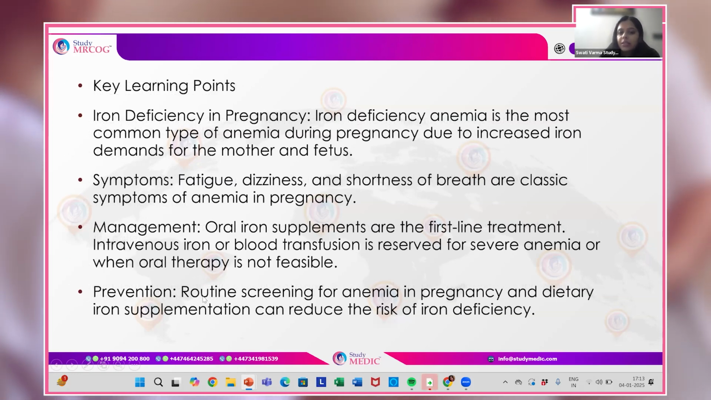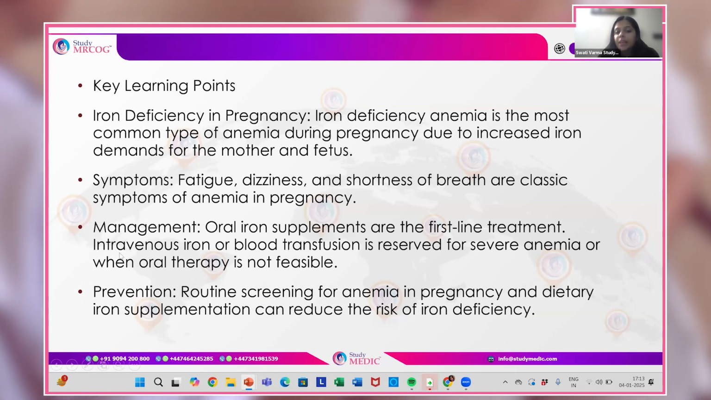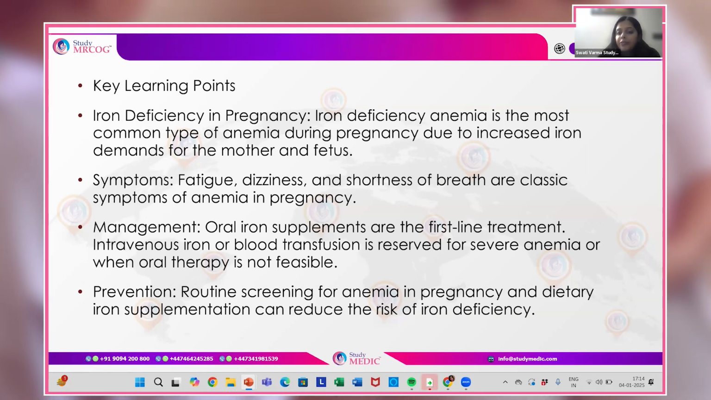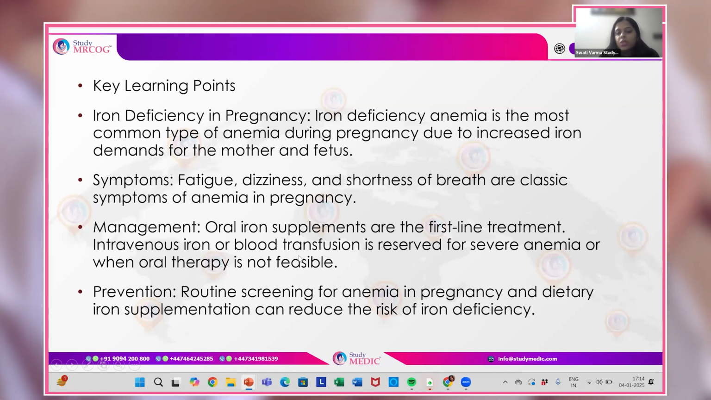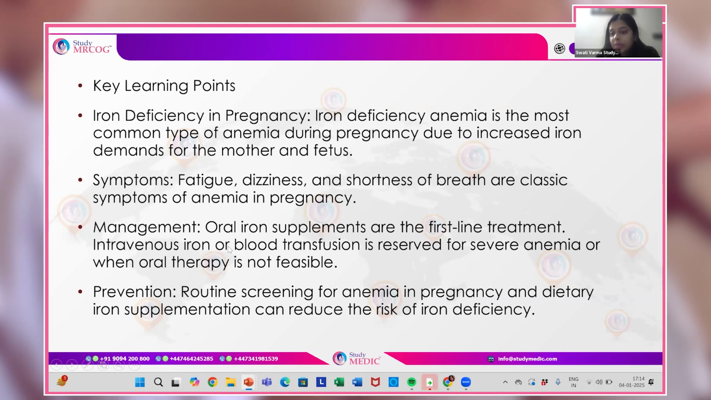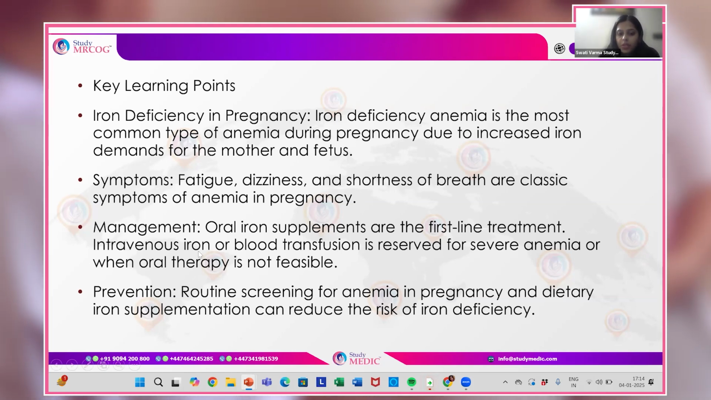So these are the key learning points which we learned from this question. Yes, in management, oral iron supplements will be the first line treatment because right now she has got time. If she is having severe anemia or she is very advanced into her gestational age, then things like blood transfusion, or for severe anemia, or if oral therapy is not feasible, she is not compliant, then IV iron can be resorted to.